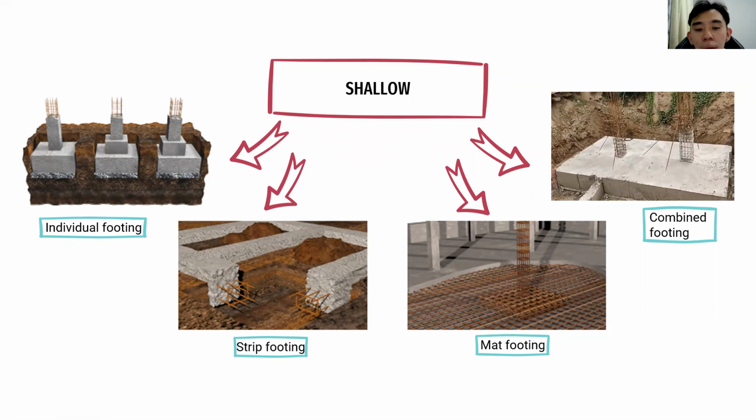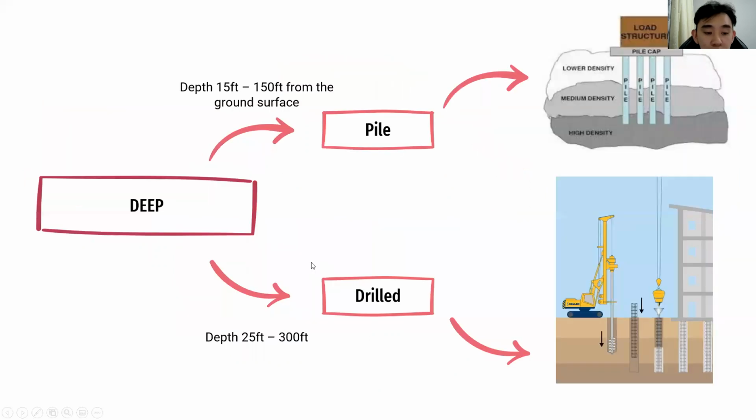The last will be the combined footing. This is constructed when two or more columns are close enough and their isolated footings overlap each other. It is a combination of isolated footings but the structural design is different, and the shape of this footing is rectangular. This foundation should not be used where the groundwater is above the bearing surface of the soil.